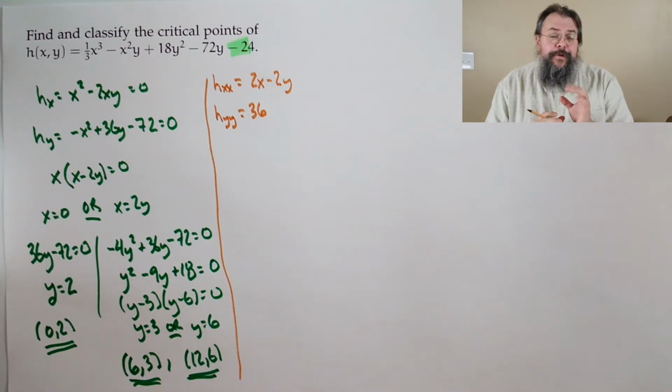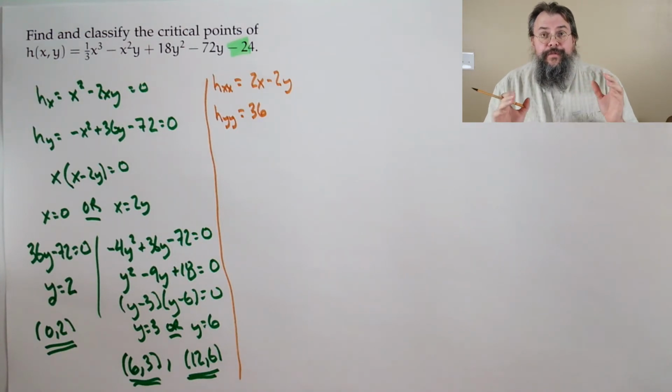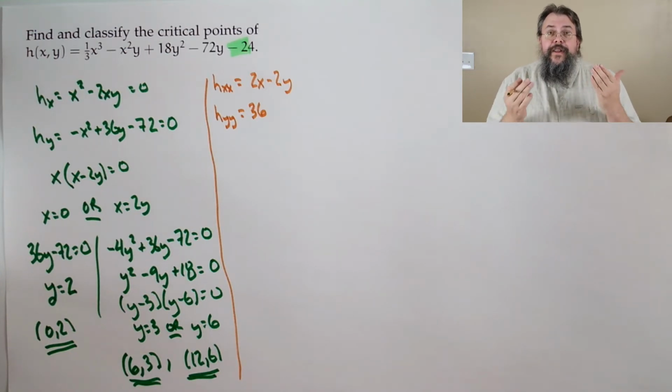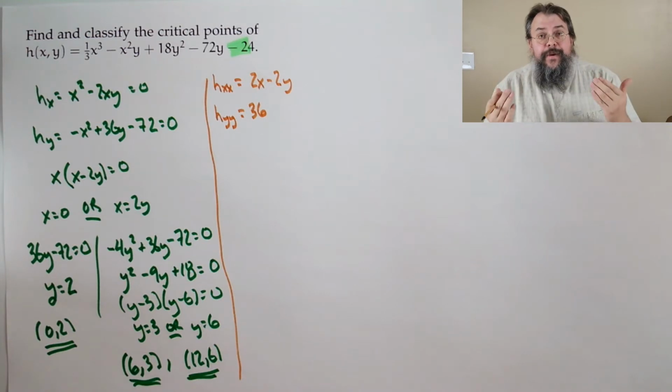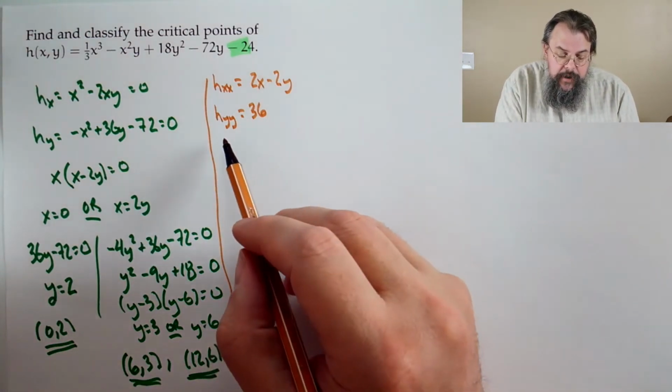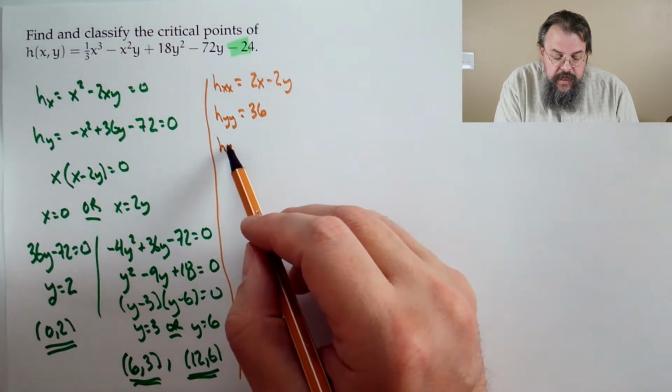Look at hyy. What's true about hyy? It's always positive. Always positive. And so remember, when we're testing for local mins or local maxes, we can look at hyy. Since hyy is always positive, if we have a local anything, it has to be a local min. So there can't be a local max. All right, back to our problem.